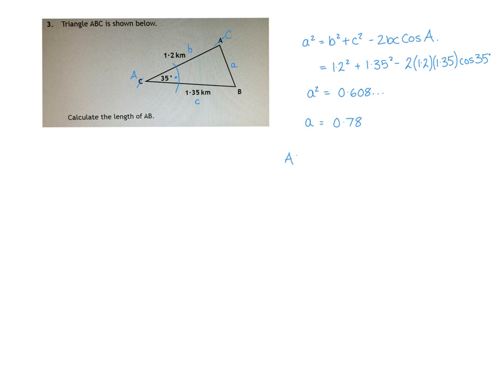It's probably good to write that AB is equal to A, which is equal to 0.78. And not forgetting, because it's kilometres, it's 0.78 kilometres. And then the marks for this question come from correct substitution into the cosine rule, so that first bit, finding what AB squared is, or A squared is, and then for showing that you know that AB is 0.78.